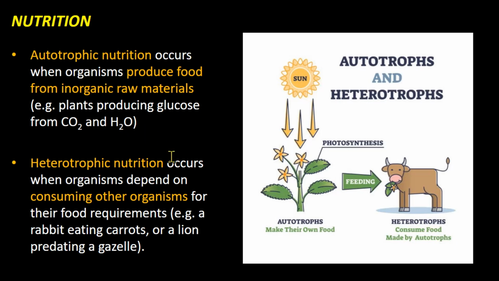Heterotrophic nutrition occurs when organisms depend on consuming other organisms for their food requirements. So for example, a rabbit eating carrots, or this cow eating this plant, or lions predating a gazelle.